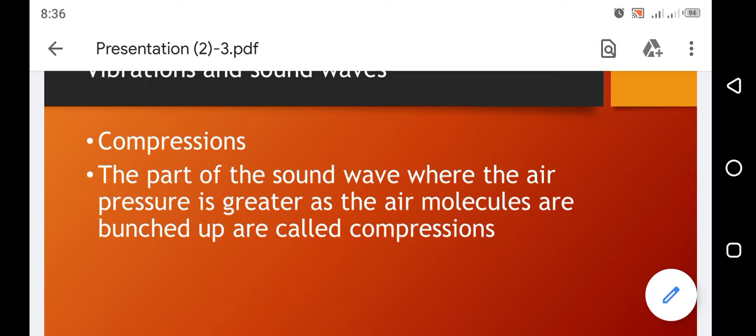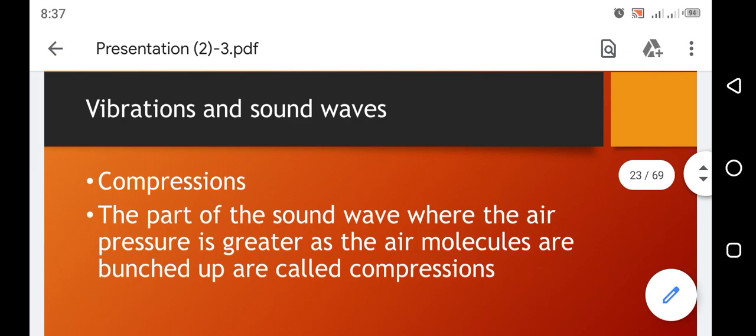Today I am going to continue the previous chapter, which is sound waves. Now today we are going to start the new topic, which is compression, vibration and the sounds. In this vibration, compressions occur. So what is the compression?